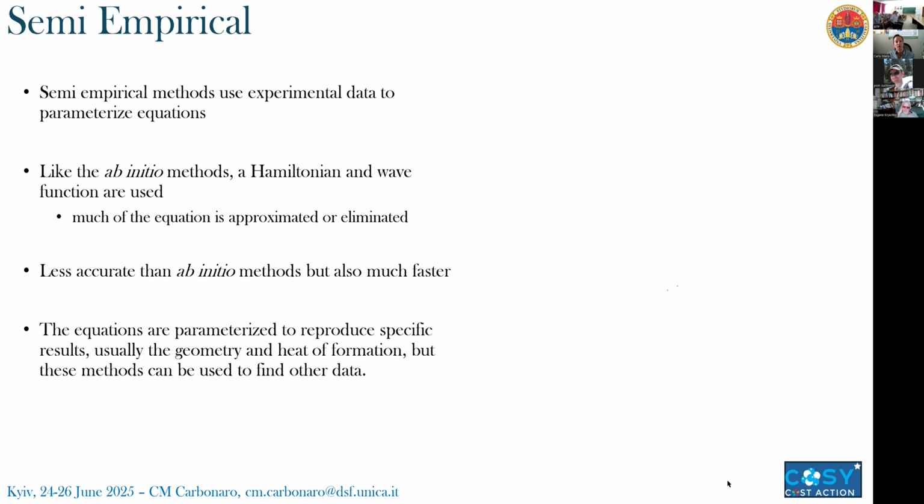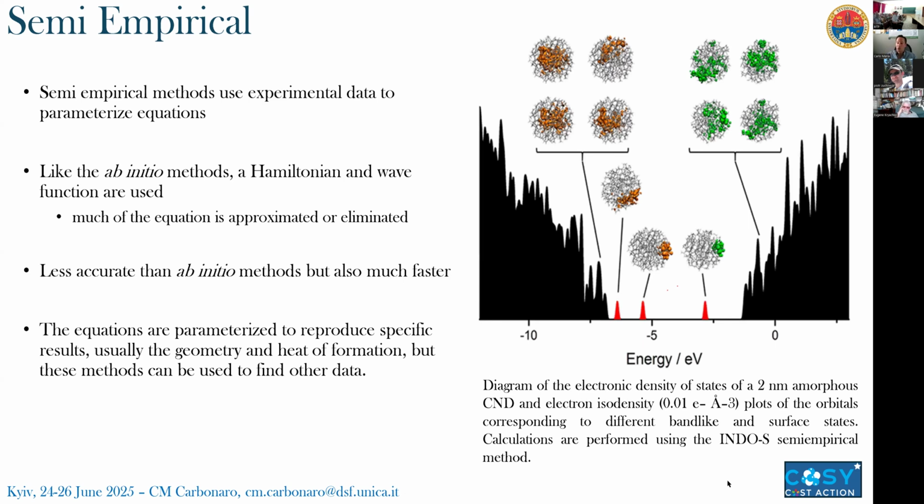The semi-empirical method uses experimental data to parameterize the equations. So we have a faster system, and we can increase the dimension of our systems. So they are faster but less accurate, of course. And they usually reproduce some specific results according to the parametrization and the parameters that we are using. In this case, for example, it was applied to model disordered carbon dots in order to get the idea that the presence of some edge groups, which means some chemical groups at the surface of our carbon dots, gave some electronic levels inside the band gap of our system.